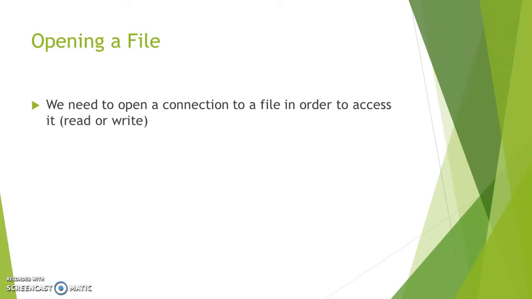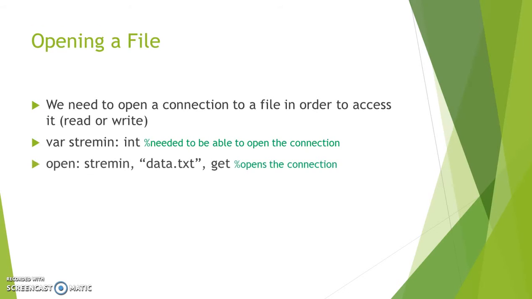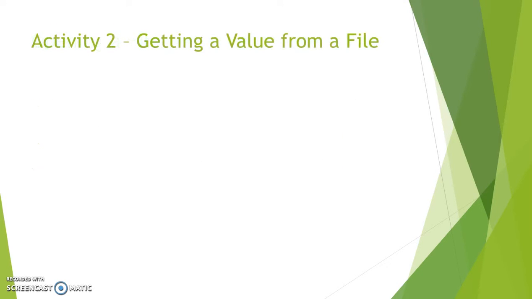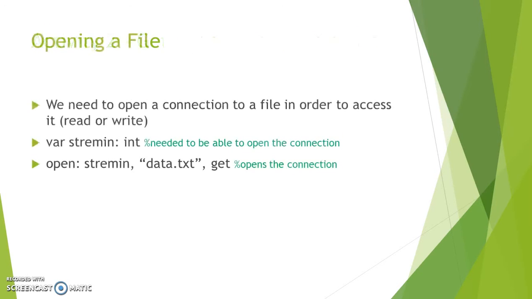So we open a connection to the file in order to access it. And again, we need to be able to declare a variable before we start. So we can open, in this case, open our file that's data.txt, and then we can get a given value from this. And this opens the connection.